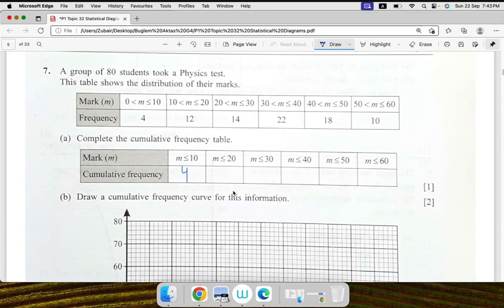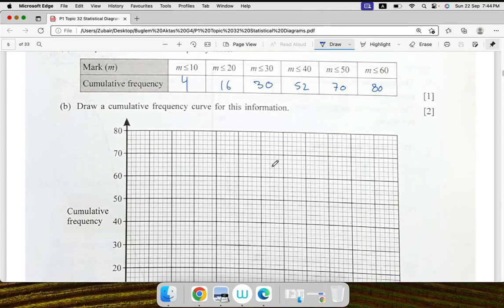16, correct. Less than 30? 30. Less than 40? 52. Less than 50? 70. And less than 60? 80. 80. And this 80 and this 80 confirms that no mistake was made.